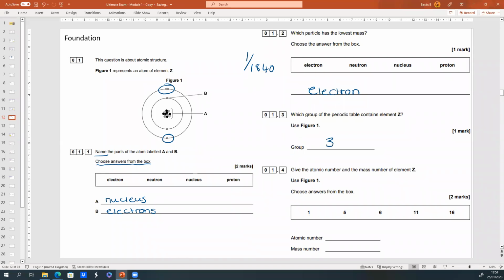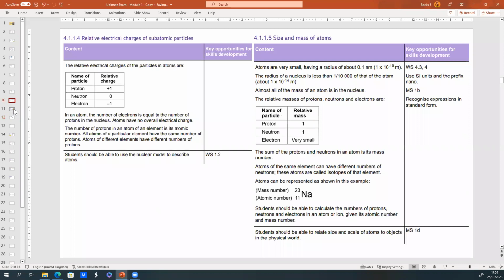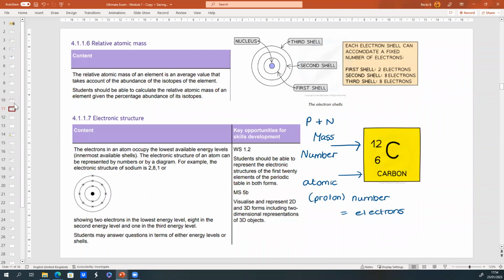Give the atomic number. So the atomic number is the bottom number. If we just pop back to that. So the atomic number is the bottom number and the mass number is the top number. Okay.